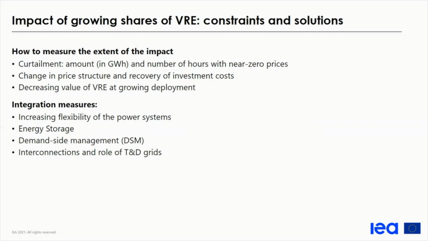So we need to avoid, or at least limit, the extent of this implication. And the good news is that we have several integration measures available to policymakers, to policy planners, and for markets. We can summarize this as increasing the flexibility of the power system, energy storage, demand-side management, as well as interconnection between demand areas, between countries, between regions, and the role that network transmission and distribution grids would play. So these four categories, I'll come back to in the next slide.